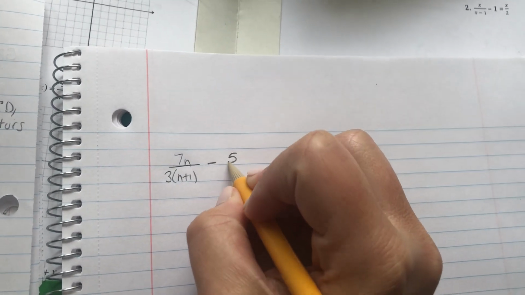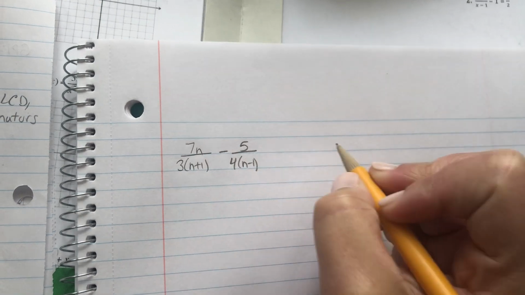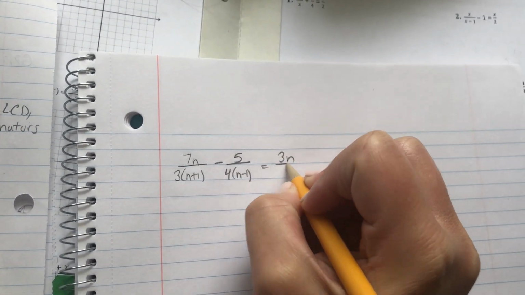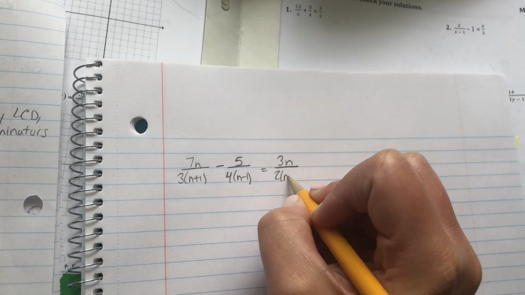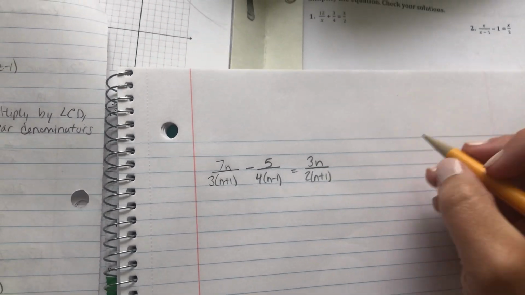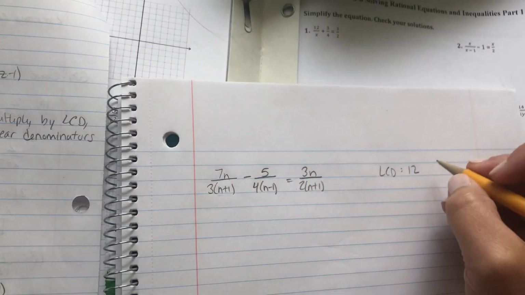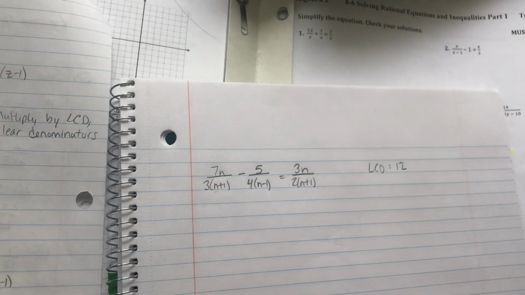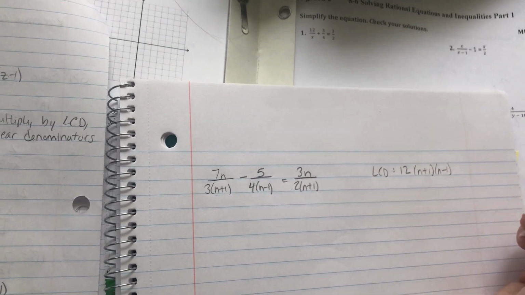Okay. Here we go. And then we have minus 5 over 4 times n minus 1 equals 3n over 2 times n plus 1. Okay, so there's where we are as far as the factoring piece. We said the least common denominator will be a 12 because 3, 4, and 2 all have 12 in common for the least value. And we have an n plus 1 and an n minus 1.